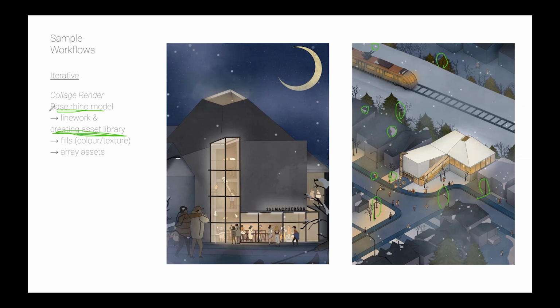I think this is really important, because every workflow that I'm showing, you need some kind of Rhino model. It doesn't have to be perfect. That's the thing with collage. That's just a thing with iterative workflows. The Rhino model can just be a base model and then you can do all the work somewhere else and go back and forth.